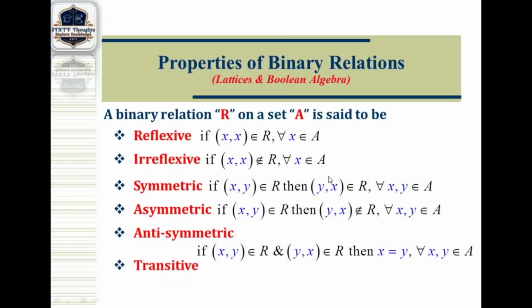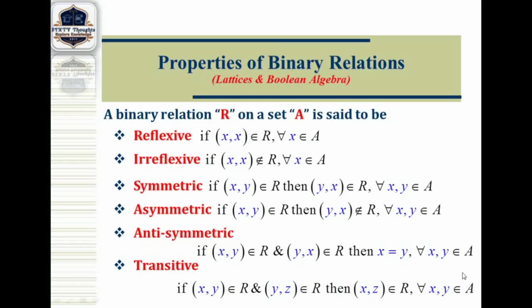Next one is the transitive property. So what does the transitive property mean? If (x, y) belongs to R and (y, z) belongs to R, then we can write (x, z) belongs to R. So here you see the y value is the same, you should get the second ordered pair (y, z), then we can write (x, z) belongs to R, for all x, y, z belongs to capital A.